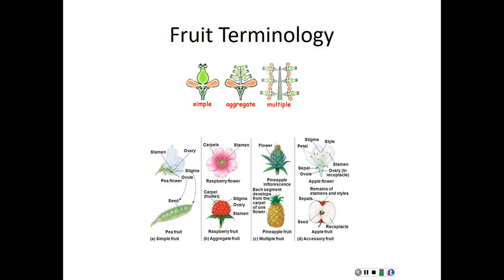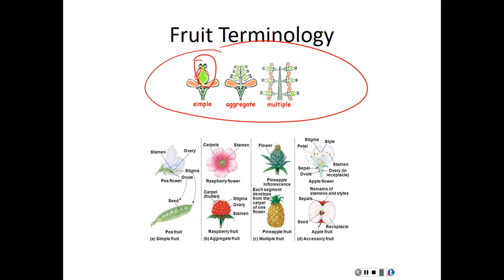All right, a little bit more fruit terminology and then we're done. You also need to know the difference between simple, aggregate, and multiple. Simple means that it's from one pistil on one flower. So we're talking about a flower that has one pistil, and the ovary wall of that pistil got fleshy or somehow ripened to become the fruit wall. If you are aggregate, it means that you're a single flower, but you have multiple separate pistils. And each of these pistils ripened into a separate little fruitlet.